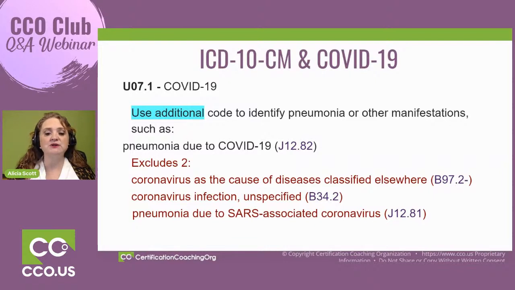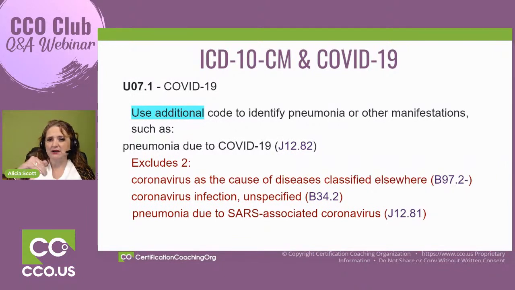So the basic code itself is U07.1, and this year they did change the description. So know that there were changes in the long description, and you're going to use any additional code that would identify pneumonia or other manifestations for a current case of COVID, right? Things like the patient gets pneumonia due to COVID.